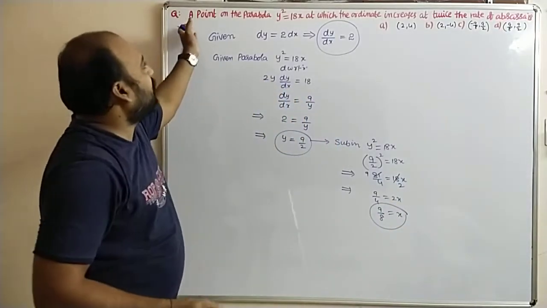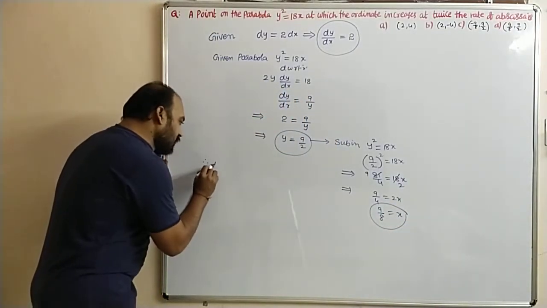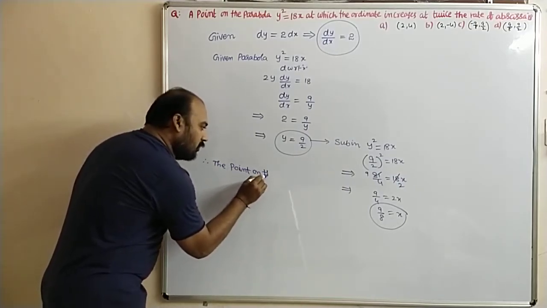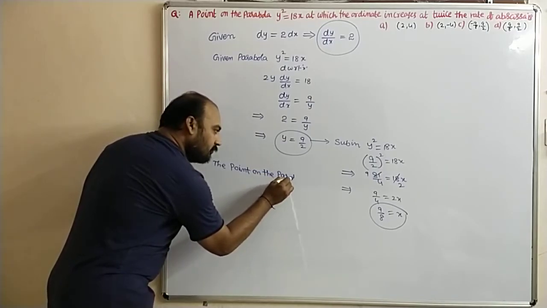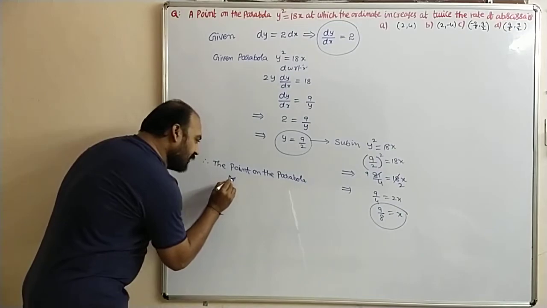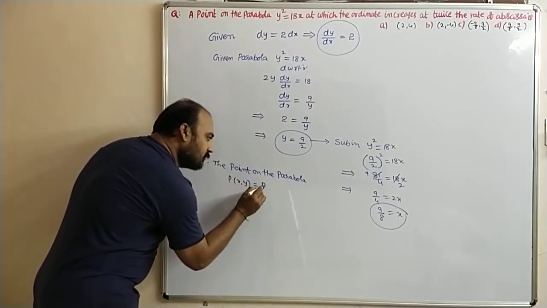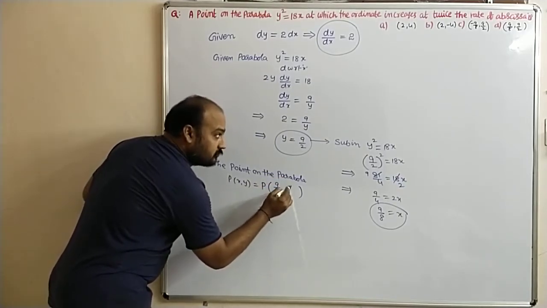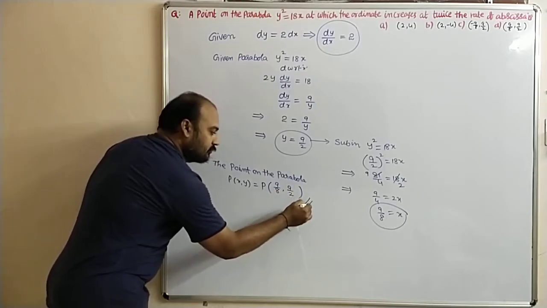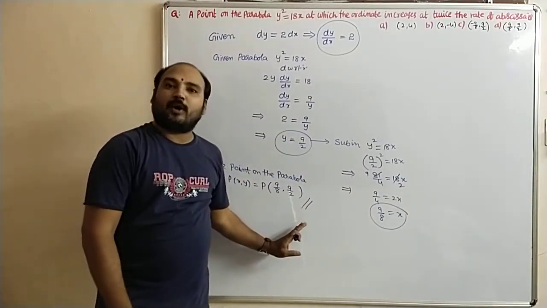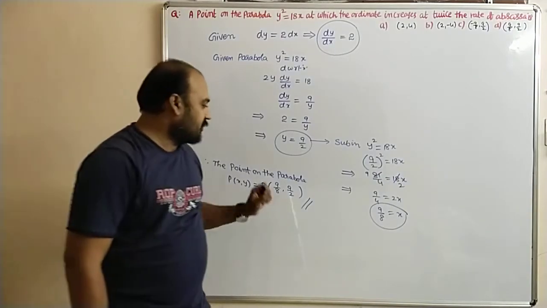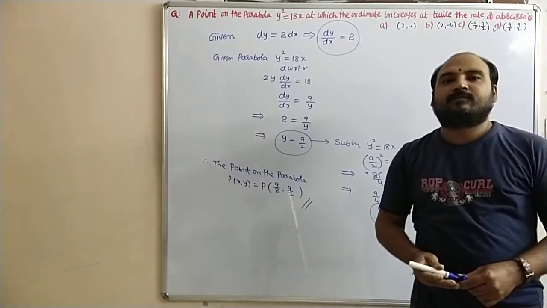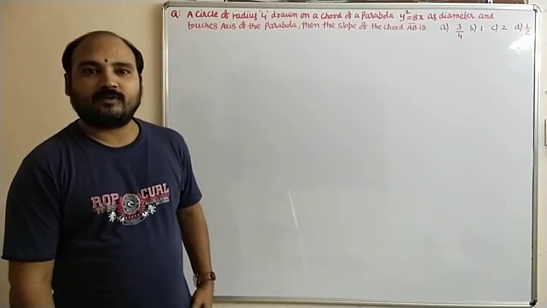Therefore, they are asking to calculate a point on the parabola. Therefore, the point on the parabola, P of x comma y is P of 9 by 8 comma y value is 9 by 2. This is the required point which lies on the parabola, which is there in the option 9 by 8 comma 9 by 2, which is there in the fourth option. The next question.